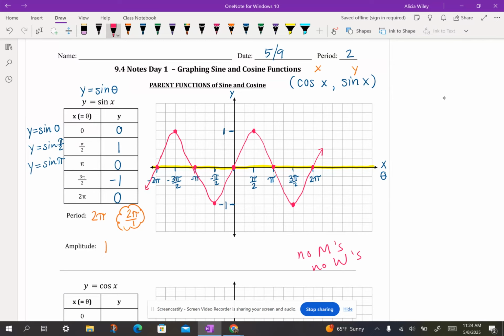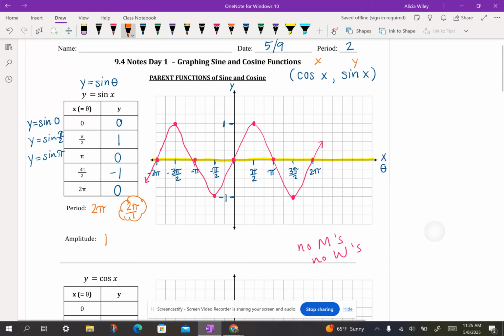Show me that you understand that it's going to keep going this direction and not shoot back up. So I want to see these arrows on the end. So what we have here is we have 2 full period lengths, and then you want to make sure also that you show me where it's going to keep going. Okay? So that is the general idea of how you get the parent function for the sine graph.